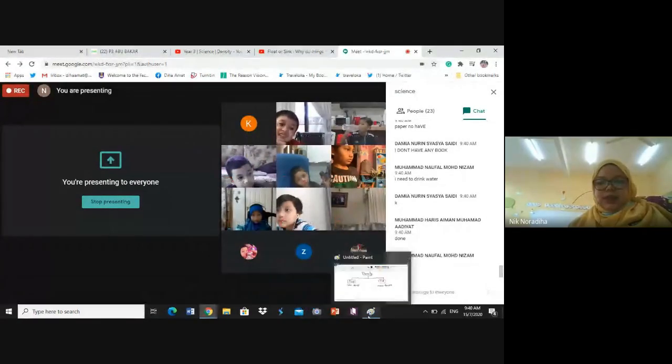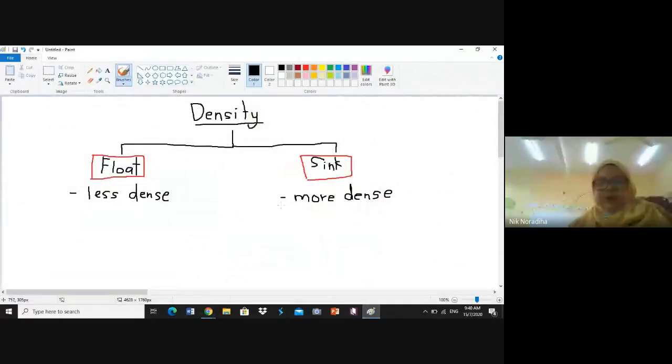Akif Razin, make sure you have the notes. If you don't have the notebook, find any paper. You have to prepare all of them before you start the class.